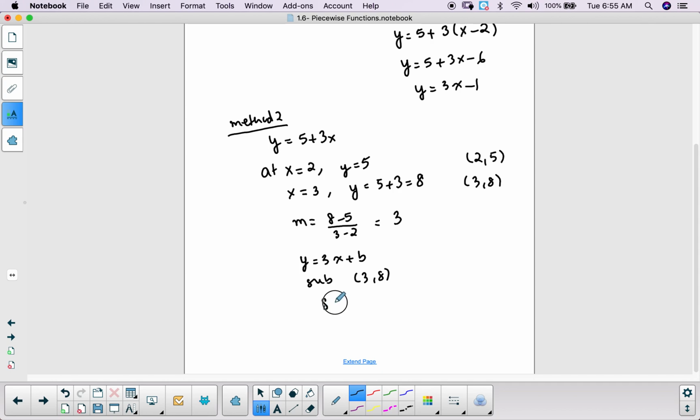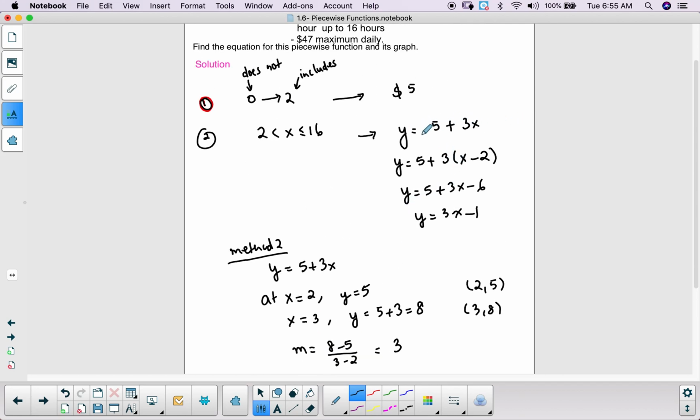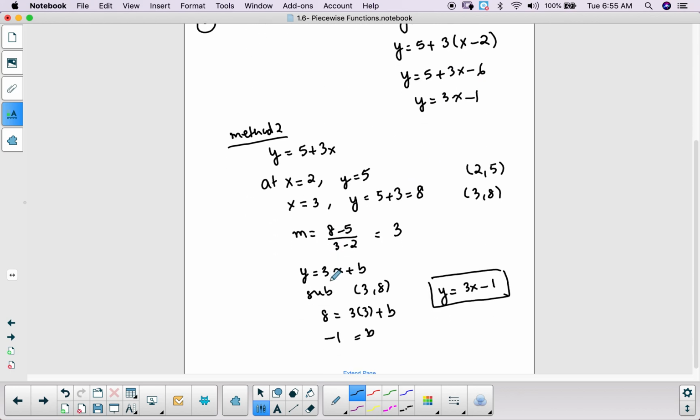So 8 equals 3 times 3 plus b. B equals 8 minus 9, which is negative 1. So therefore the equation of the line is y equals 3x minus 1. So you got the same equation here after doing all this work, or you could do it using this first method, where we just start with what the equation of the line would look like if it was starting at the origin, and if the y-intercept was 5, but then shift it 2 units to the right because it starts at 2. Okay, so you could choose any one of these methods to find the equation for that half.